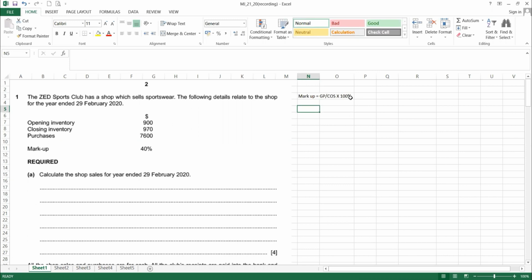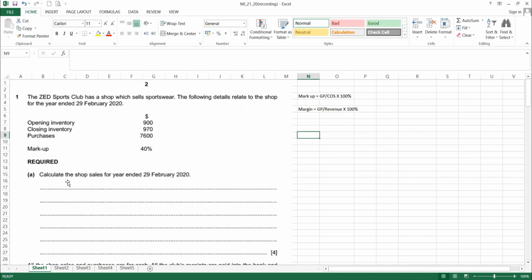If the question says margin, then your formula will be gross profit over revenue times 100%. You must have this in mind when you see the word markup or margin.